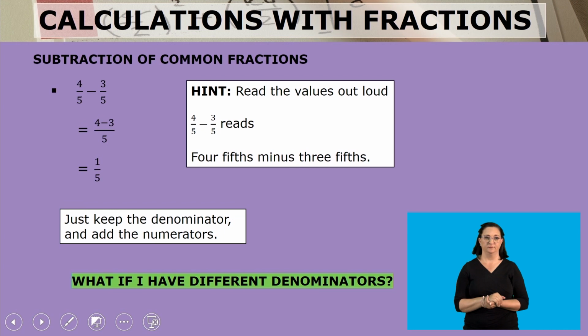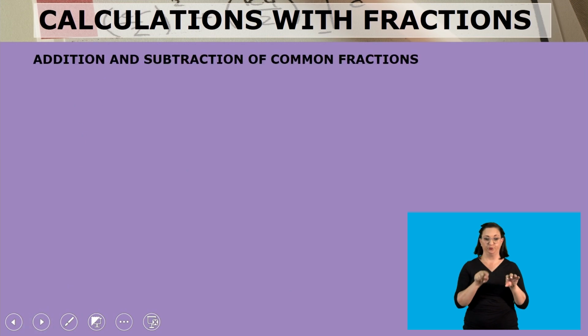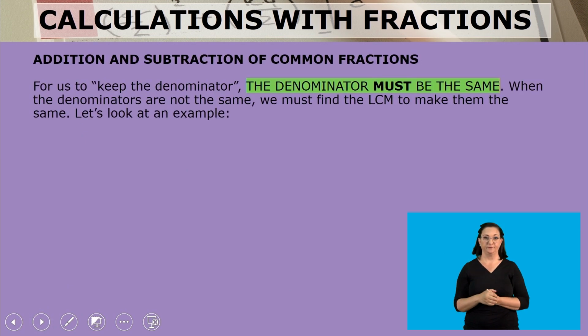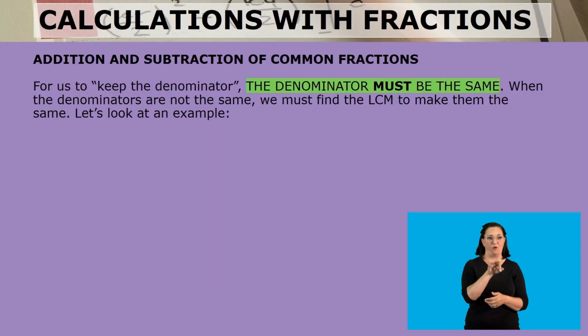So what if they have different denominators? That one you need to look out for. The other ones were easy because we were dealing with fifths and fifths or thirds and thirds. So what about when they have different denominators? For us to keep the denominator, it must be the same.